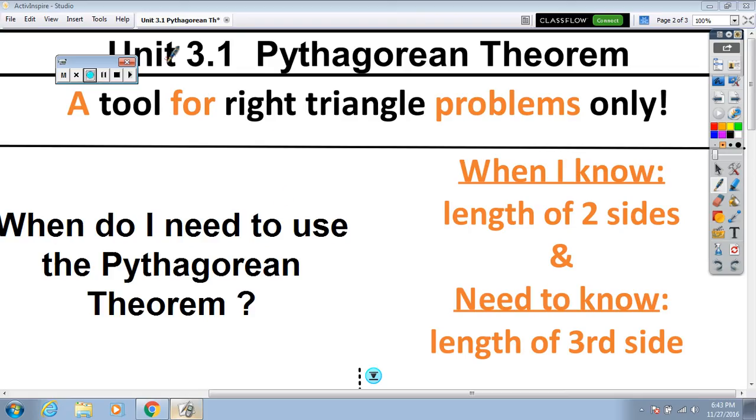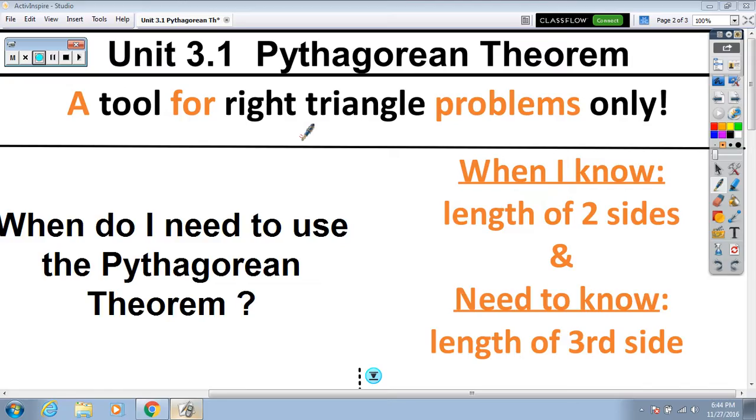Okay, so the first lesson that we are learning for Unit 3, which is right triangle trigonometry. That is the goal. By the end of this unit, you will know how to use all of the trig functions to find missing angles or sides in a triangle.